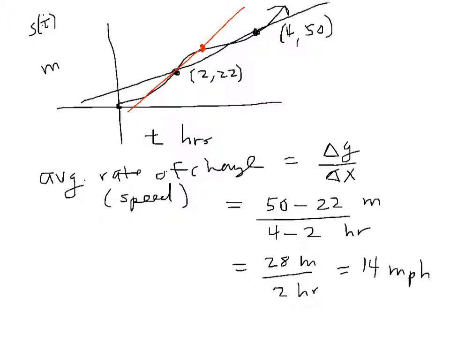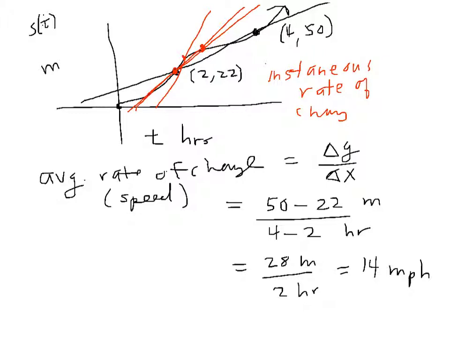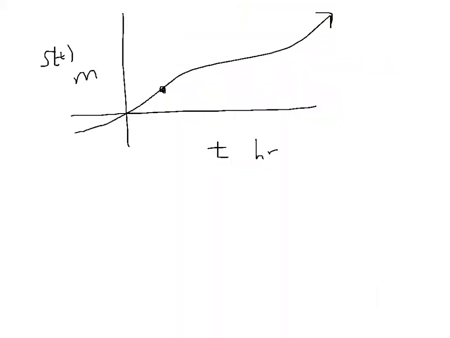But let's say you want to get this secant line closer and closer, and you want to know your instantaneous rate of change at 2 hours. So you want to know how fast you're going right at that second, the instantaneous rate of change. So you can see here, I would just keep drawing these secant lines, and if I could get this to be right there and be tangent, which is crossing at one point right there, then that would be my instantaneous rate of change.